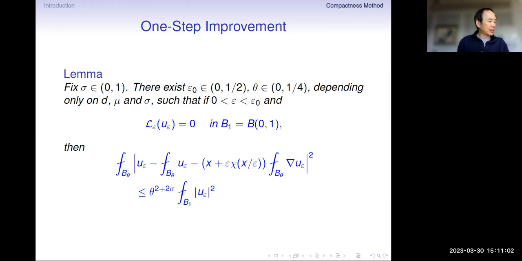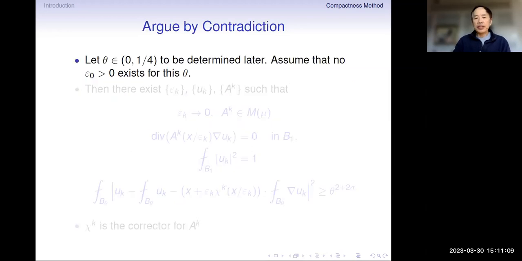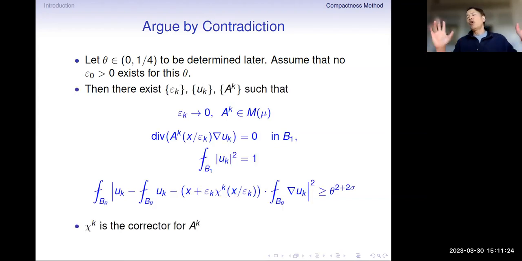So that's the one-step improvement. All right, so the proof is done by contradiction. Compactness basically is a contradiction. So you take a theta, to be determined in the last step. So you're assuming there's no epsilon 0 that exists for this theta. Okay. And then there will be 3 sequences.